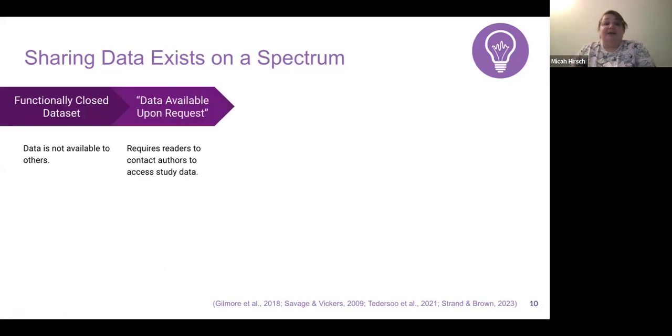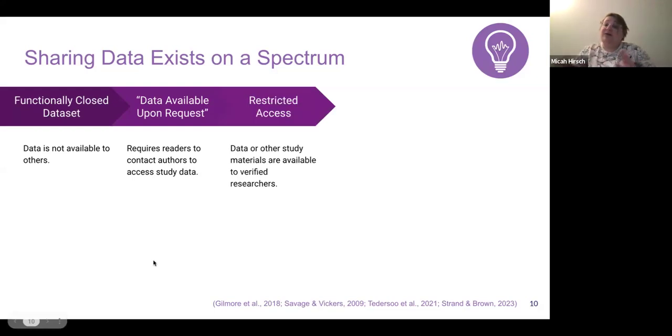Moving a little further, we have the case where someone might say data available upon request or upon reasonable request. You may see this statement in a paper or at the end of a manuscript. We put this a little bit further ahead of a closed data set because this is basically requiring your readers of your article to contact you, the study authors, to access data. A more middle ground approach may be restricted access. So this is when you have data or any other study materials that are available to verified researchers. This is usually done through data repository platforms that require users to verify maybe their institutional affiliation, and agree to their user agreements before they can access any data available on that repository.